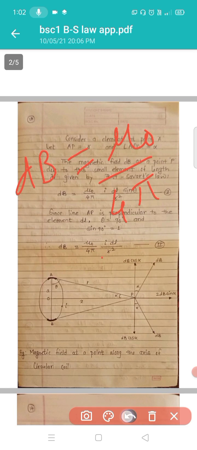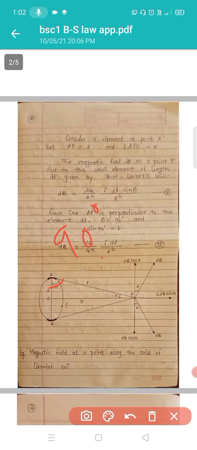Then since the line AP is perpendicular to the element dl, theta is 90 degree. Here the value of theta is 90 degree and sine of 90 is 1. Then we have dB is equal to mu naught upon 4 pi into I dl upon r square. Give this equation number 2.